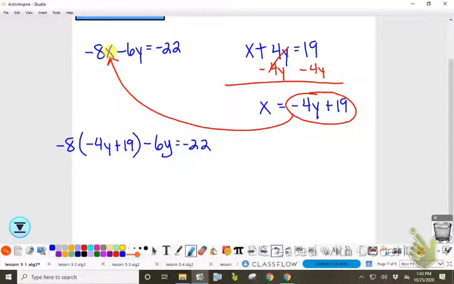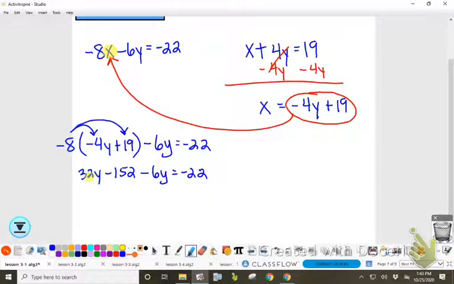Now, let's distribute and solve for y. You'll notice when you get to this step, the only variables that you should have should be the same variable. In this case, it's going to be a y. So let's distribute and combine like terms. So distribute the negative 8. That'd be a positive 32y. Negative 8 times 19 is a negative 152. Minus 6y equals negative 22.